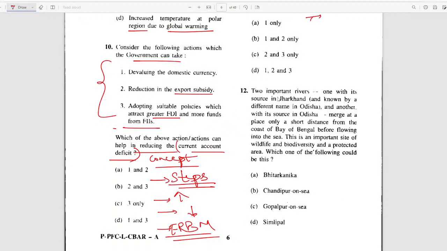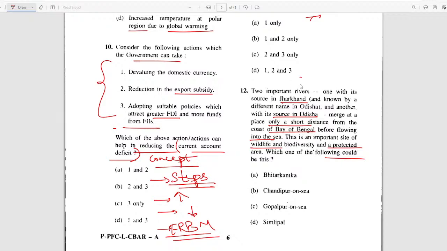Then the 12th question is about two important rivers. One has its source in Jharkhand and another has its source in Odisha. They merge at a place only a short distance from the coast of the Bay of Bengal before flowing into the sea. This is an important site of wildlife and biodiversity and a protected area. Which one of the following could this be?